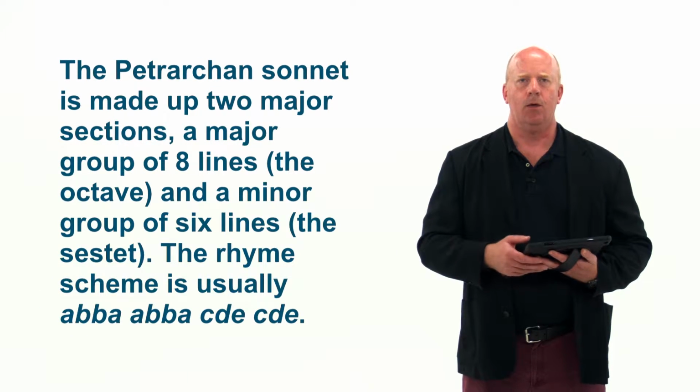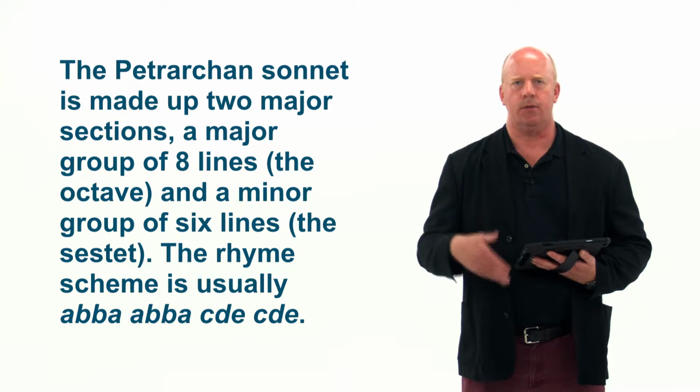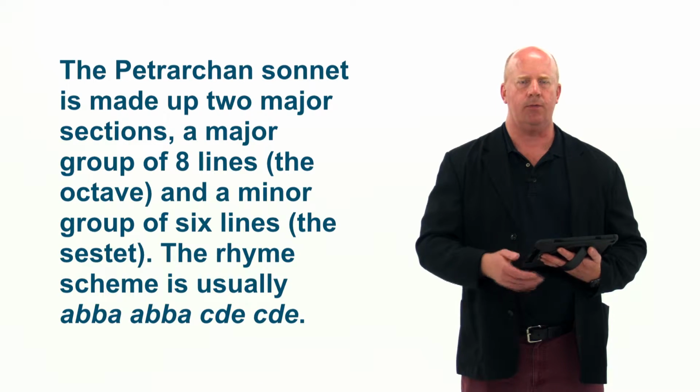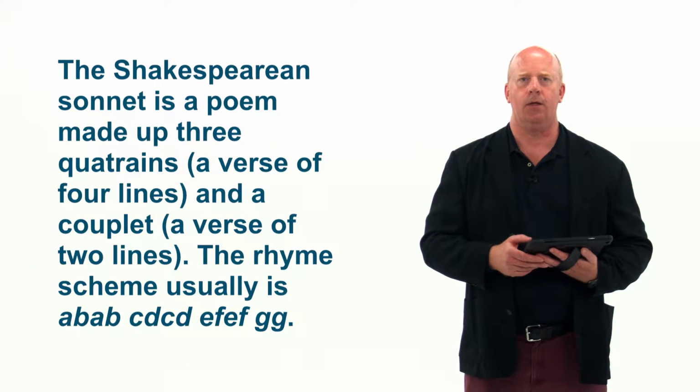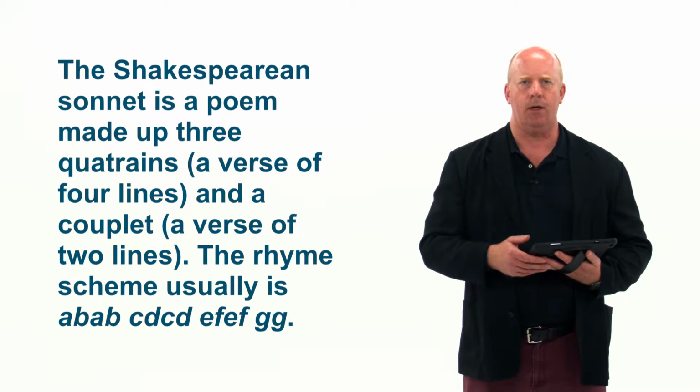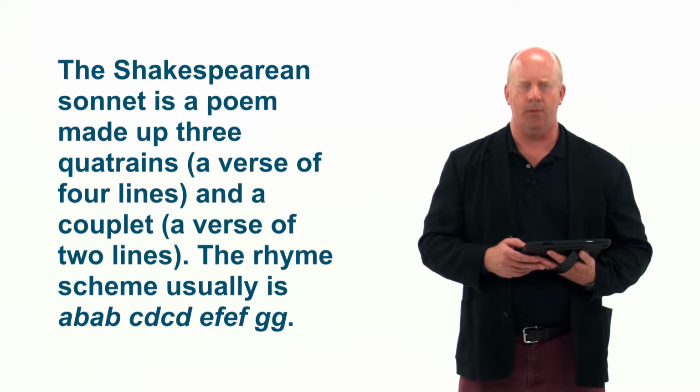Basically, one sonnet is made up of 2 major sections, some more information on here, and you can see the rhyme scheme on the bottom there for that. And then the Shakespearean sonnet is a different format here, and that has a different rhyme scheme at the bottom as well.